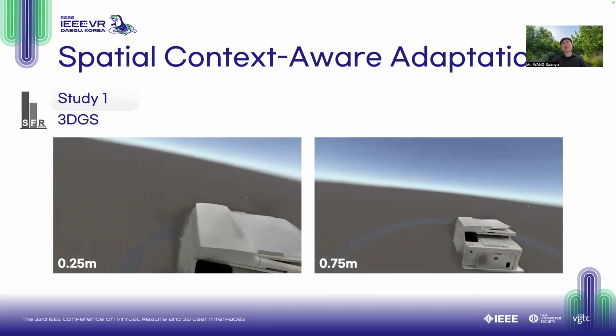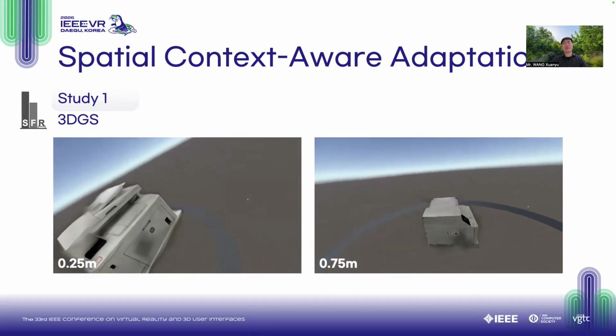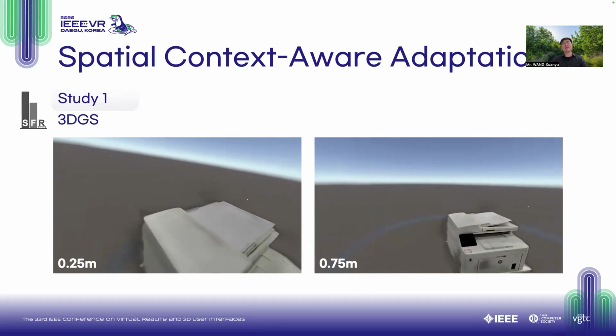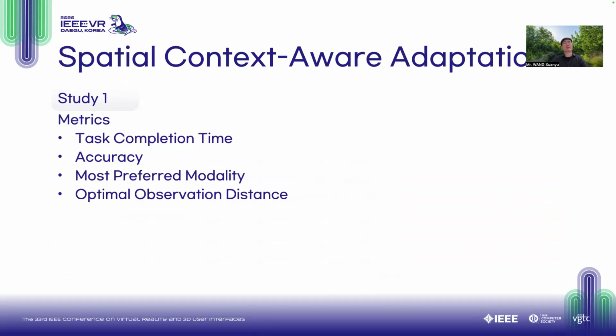With more input views, 3D GIS significantly outperforms other methods in photorealism with high S, relatively high F, and very low R. We record task completion time, accuracy, and users' perceived optimal observation distance for the preferred modality considering task load and visual comfort.